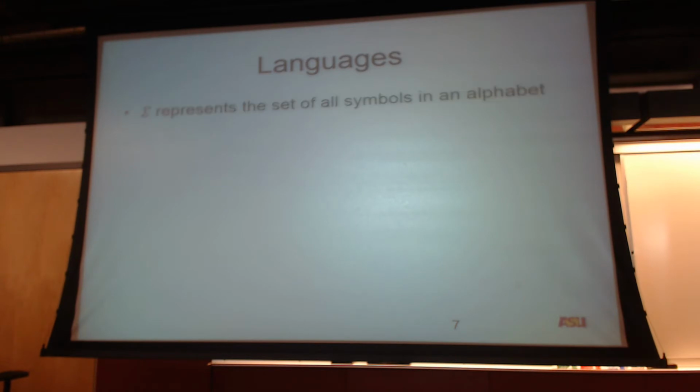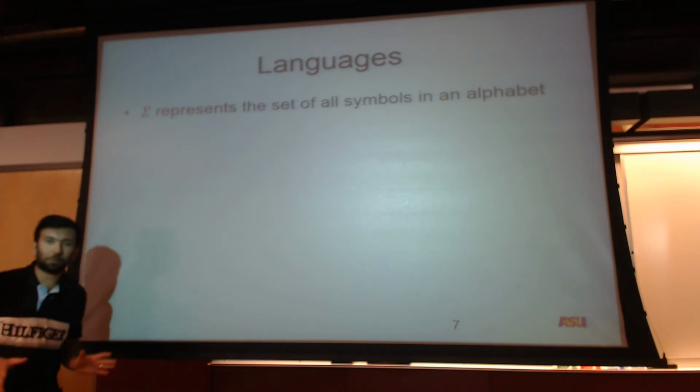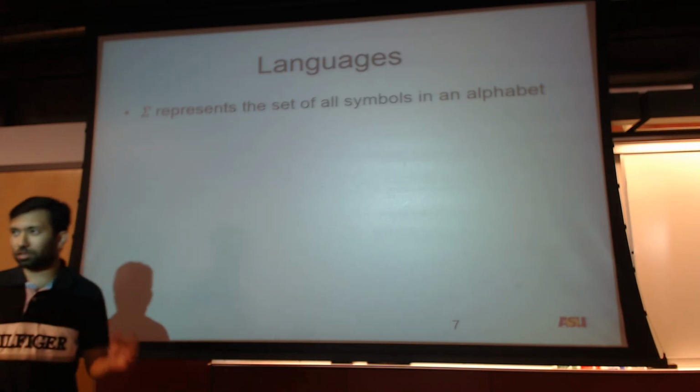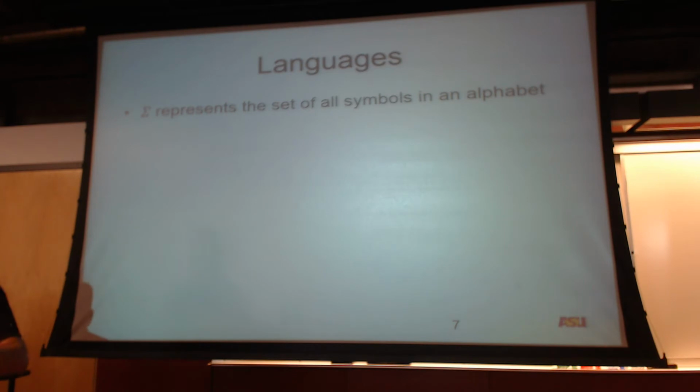Let's define language. Sigma, we know, represents the set of all symbols in an alphabet. So sigma is our alphabet set. There are symbols inside sigma. They can be from A to Z, they can be comma, exclamation mark, question mark. All these are symbols and these are part of the set sigma.